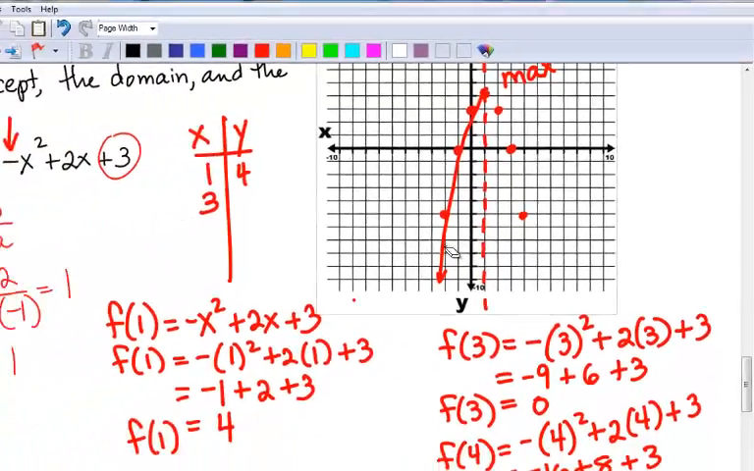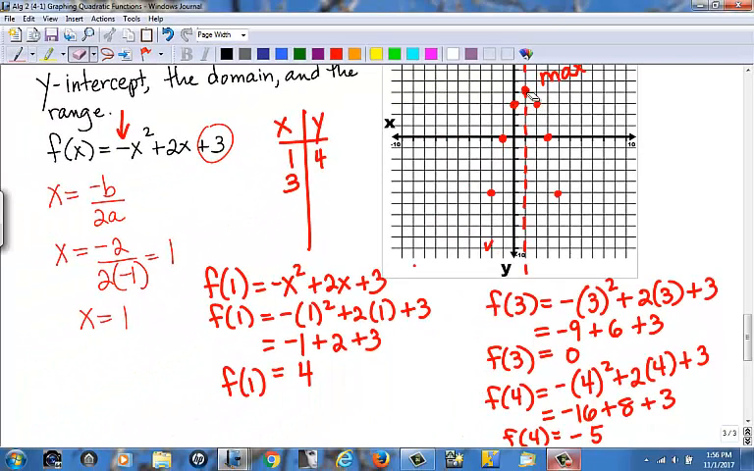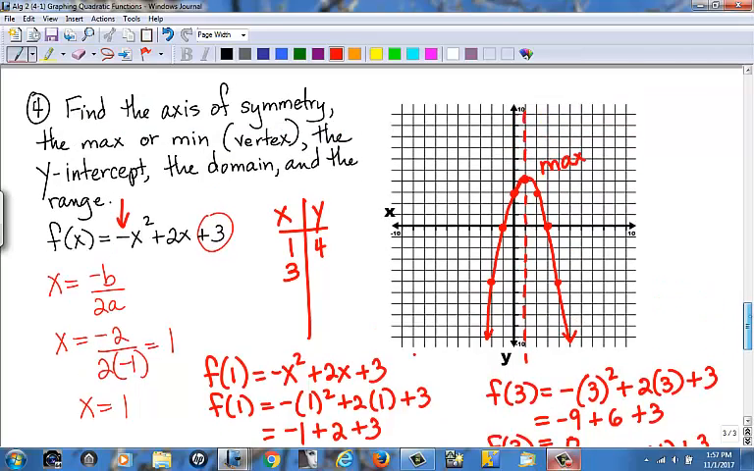Okay, smooth curve. I didn't do very good. I can do better. Sorry. I don't want that looking like a V. Smooth curve. And then come up. Okay, so now let's go back up.